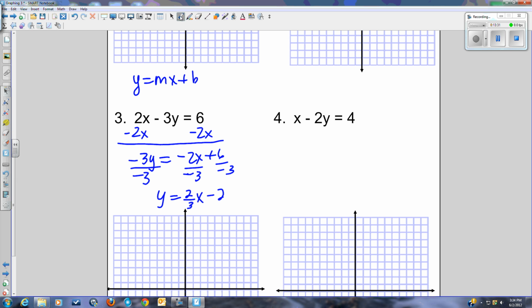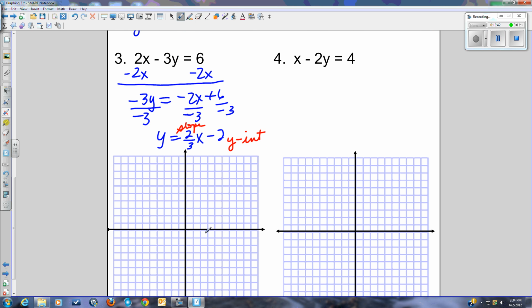Now our equation is in slope-intercept form. 2/3 is your slope, and negative 2 is your y-intercept. So start with negative 2, the y-intercept. Now your slope is positive 2 over positive 3. So we're going to rise up 2 from that point, and then run to the right 3. Rise up 2, go to the right 3. Up 2, right 3, and now connect those points.